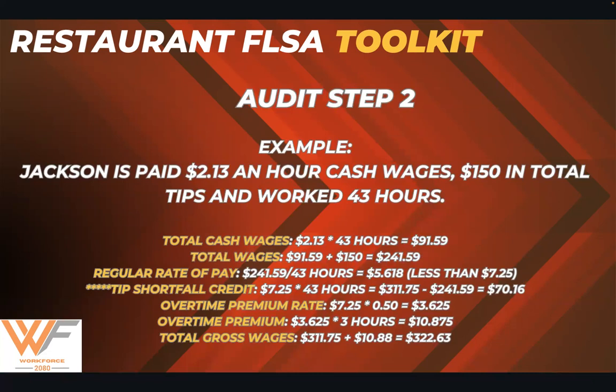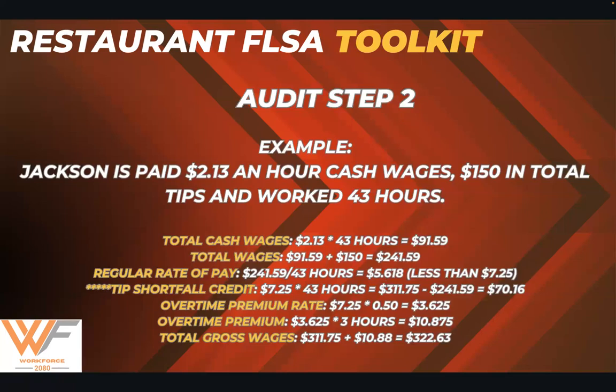So once we get total wages, we need to figure out what the regular rate of pay is. That's the most important piece. It'll answer the question, are we paying at least minimum wage or above? So we take those total wages and divide it by the number of hours. And look what it gives us. It gives us a rate of $5.61. So what that means is it's paying less than $7.25 an hour.